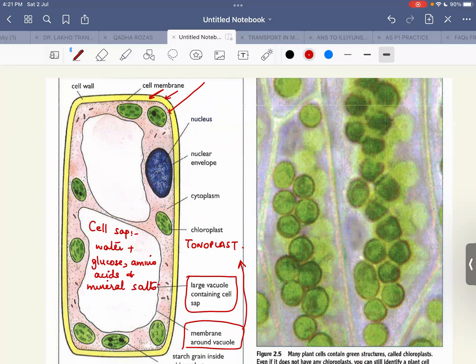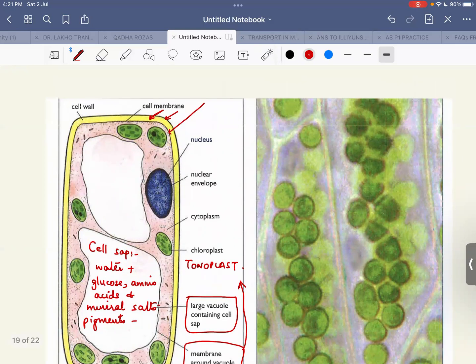The cell sap can also store many important substances for the plant. Sometimes it can store certain pigments or other food substances, right? So cell sap is the liquidy substance, which is a combination of water and glucose and many other substances. It can sometimes store pigments. It is found within the vacuole, and the membrane that surrounds the vacuole is known as the sap vacuole membrane, or it is known as the tonoplast.